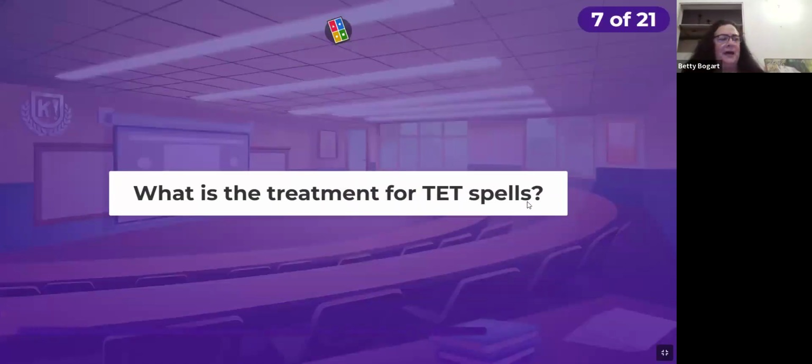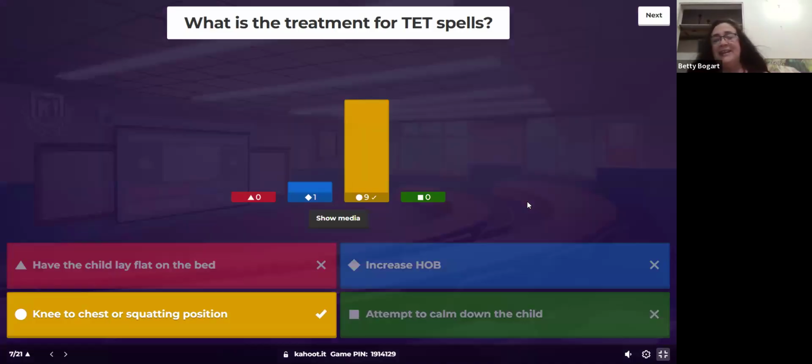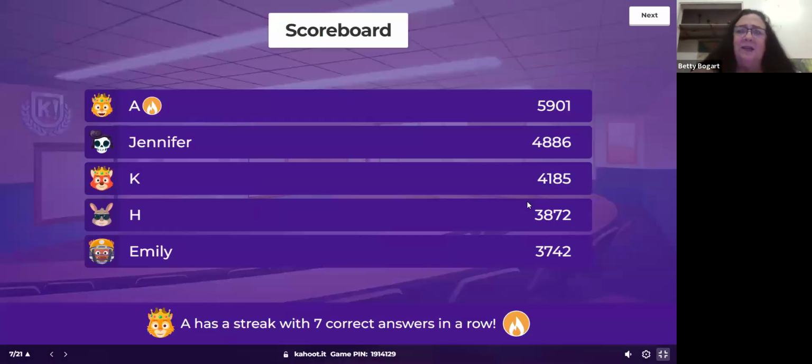What's the treatment for a tet spell? What did I do for Nolan Ryan that went blue on me, 5 in the morning? So again, it's knee to chest, and remember, older children by themselves just squat right down on their legs and they take themselves out of the tet spells.